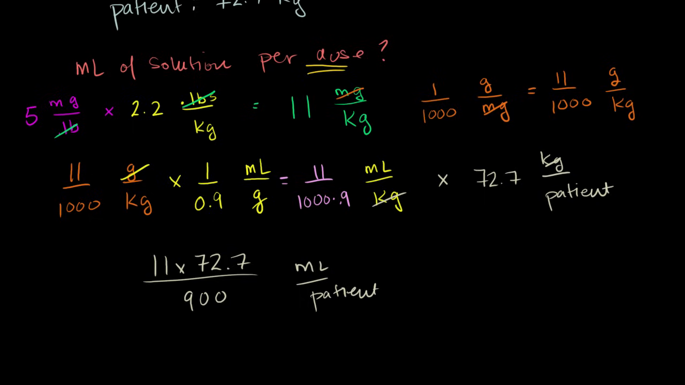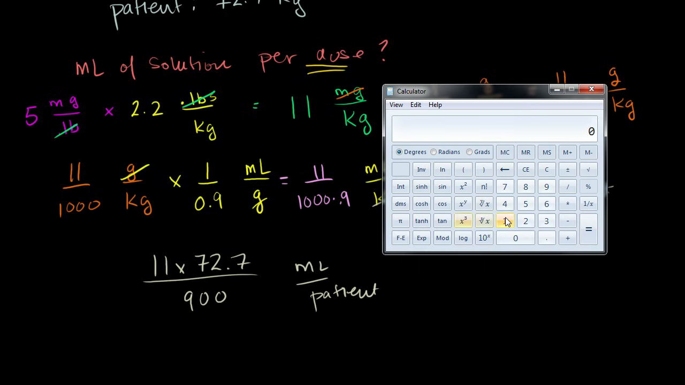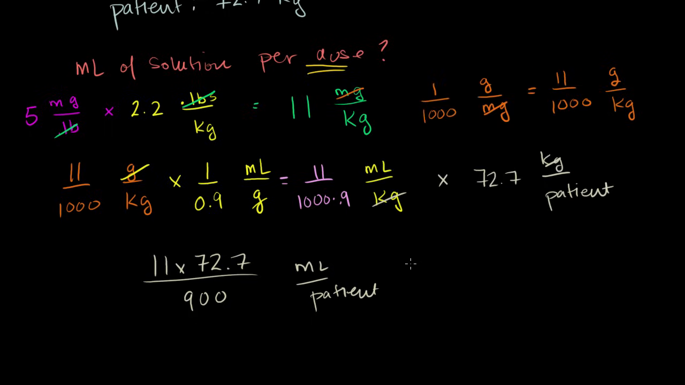So let's get our calculator out and do this. So we have 11 times 72.7 is equal to 799 divided by 900 is equal to 0.88. Well, we could round up to 0.889. Hopefully the doctor won't mind. So this is equal to, I'll write in a nice vibrant color, 0.889 milliliters of solution per dose.